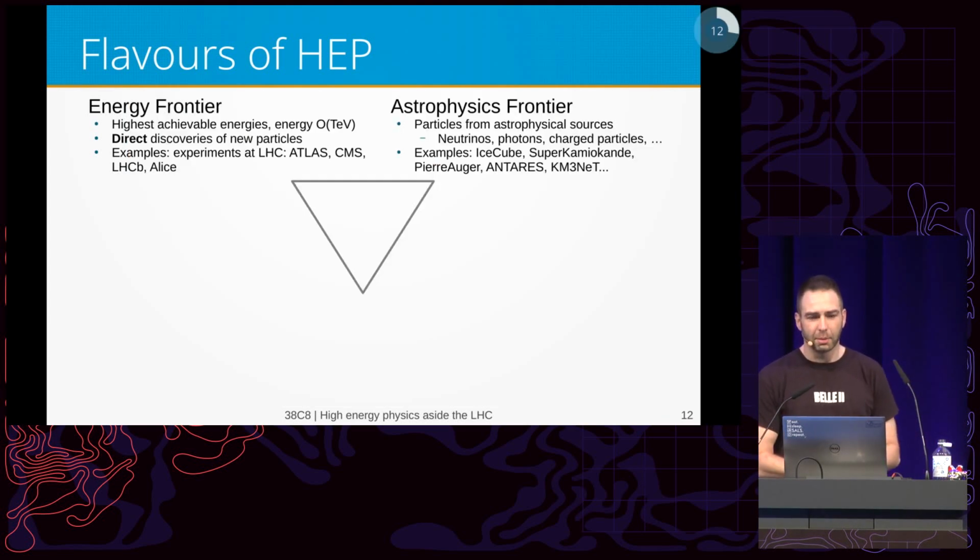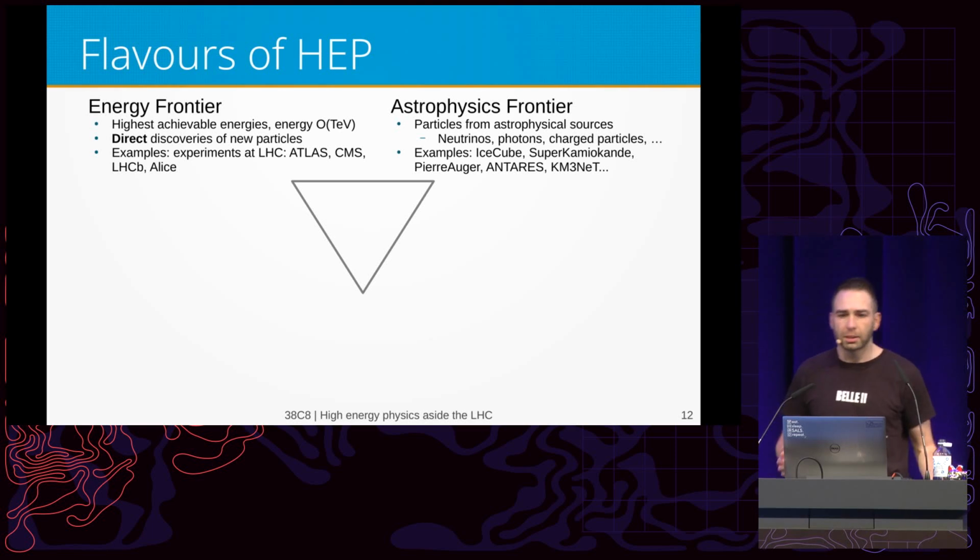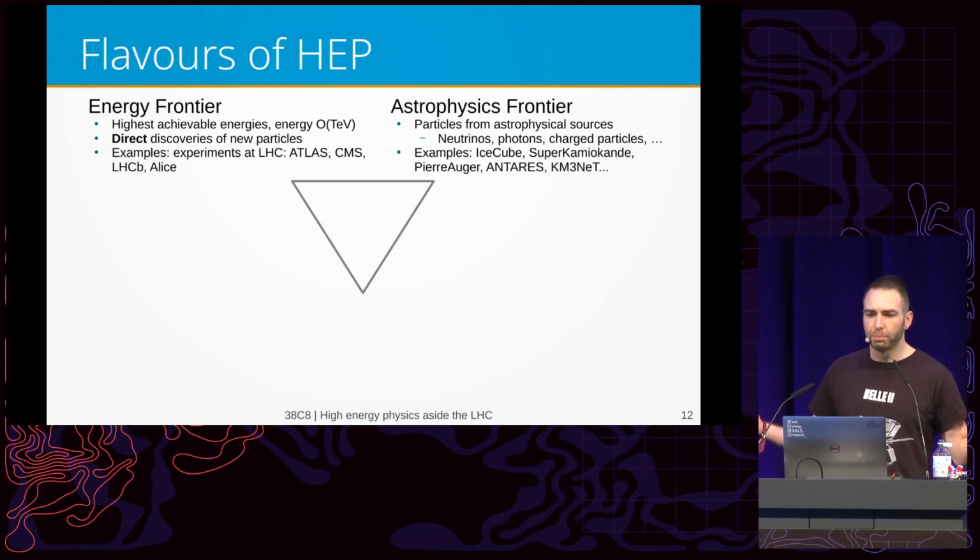So then the second flavor of high-energy physics is the so-called astrophysics frontier. There, physicists and scientists check what the particles from astrophysical sources do, like neutrinos, photons, and charged particles that come from maybe even far away galaxies to us. Some experiments like these are IceCube at the South Pole, Super Kamiokande in Japan, and a few others that really check these high energetic particles that travel billions of light years to us sometimes.